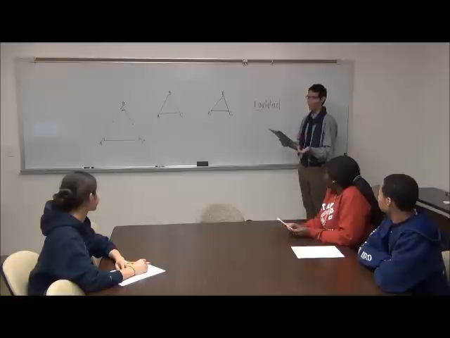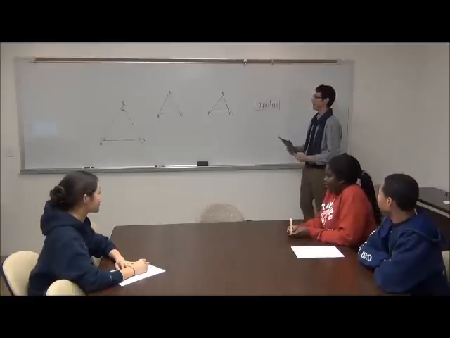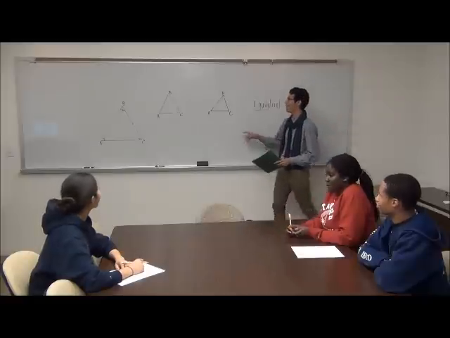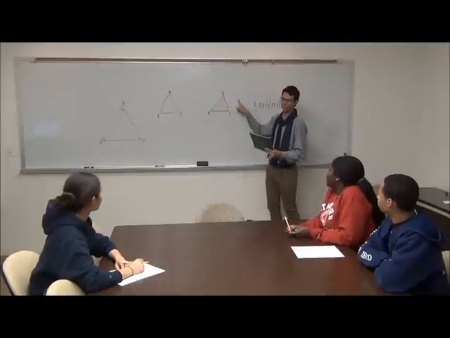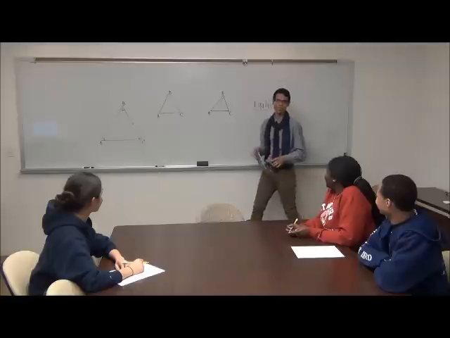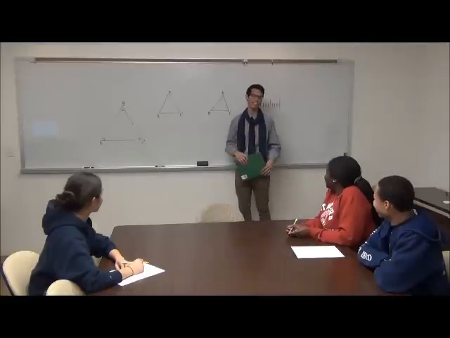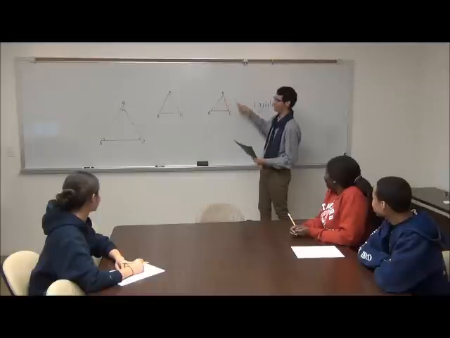So what can you tell me about triangles from our last lesson? Nancy, how many sides does a triangle have? 3. 1, 2, 3. And if it's called a triangle, how many angles would you guess that it has? 3. Like angle 1, 2, 3.